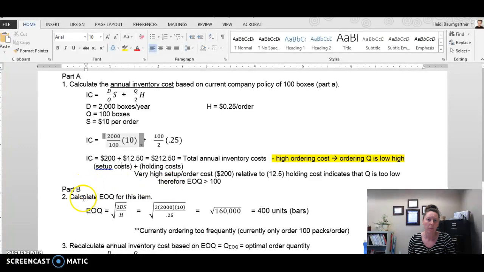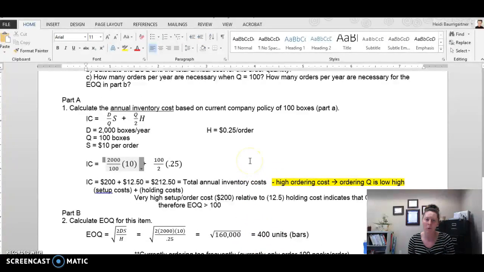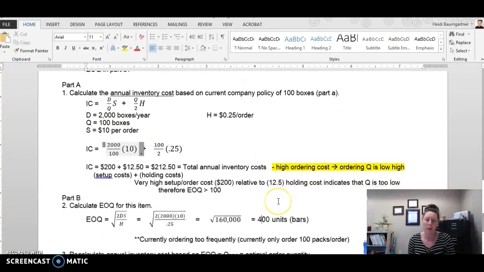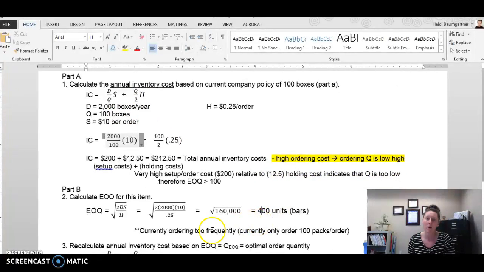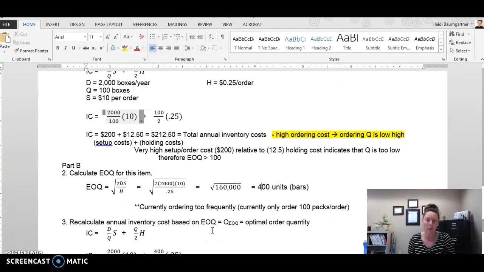Part B, we need to calculate the EOQ for this item using the equation, plugging in our numbers of 2 times 2,000 demand times $10 of a setup cost divided by a holding cost of 25 cents. Take the square root of that, giving us 400 units or 400 bars. So 400 bars is the optimal, and we're only ordering 100 right now. So we're not even close to ordering enough, meaning that we're going to be ordering more frequently.